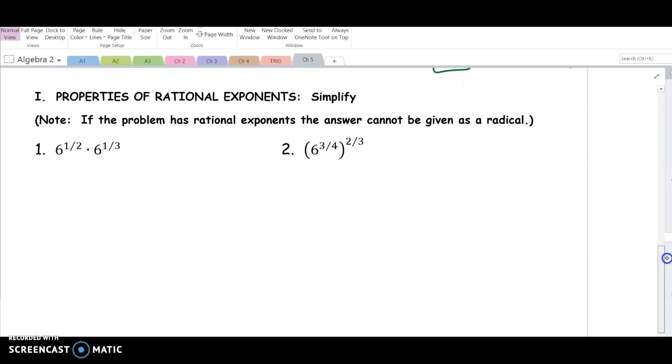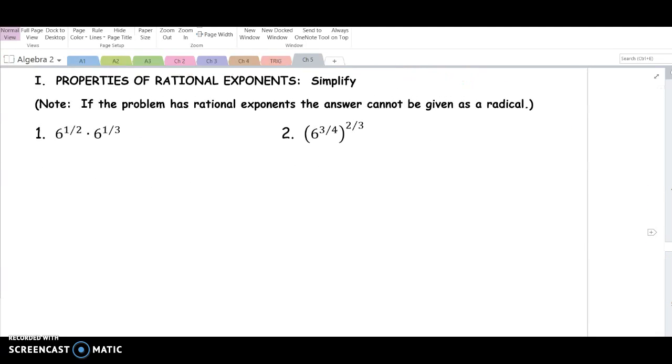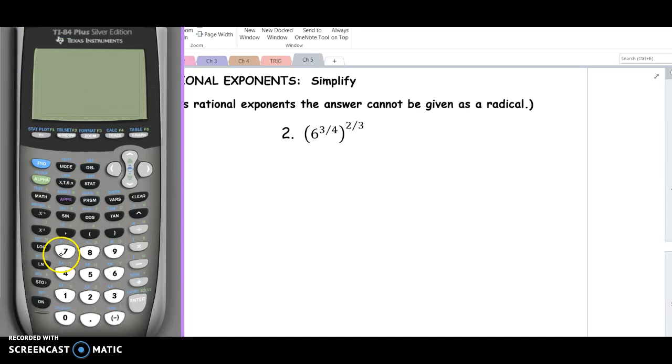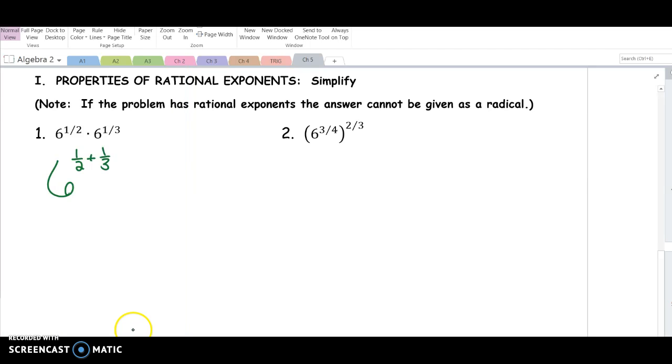The first one, notice it's the same base, and we're multiplying. So what do we do with the exponents? Add them. We're going to add 1/2 plus 1/3. So, using your calculators, 1/2 plus 1/3. Change it to a fraction. 5/6. So this is 6 to the 5/6.